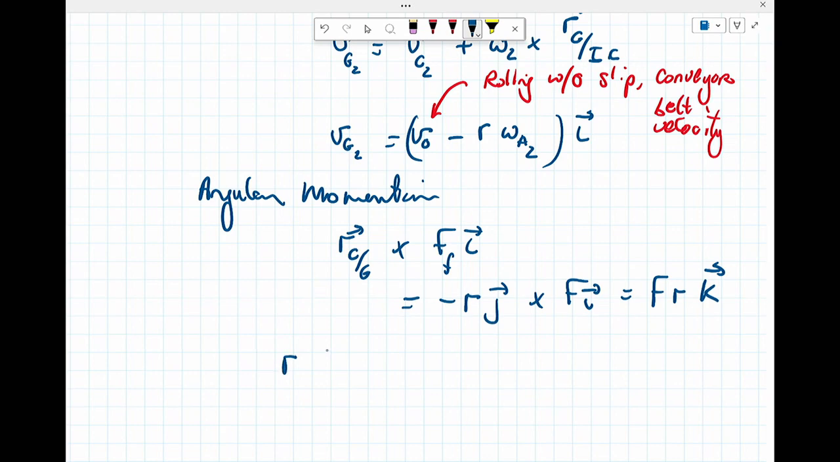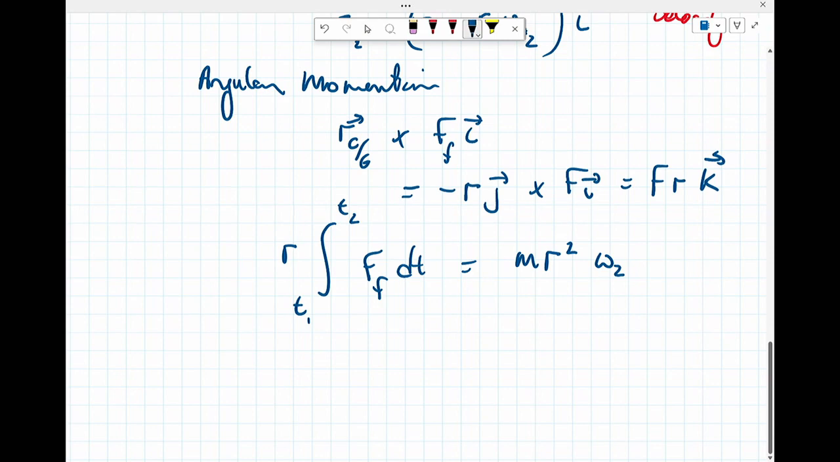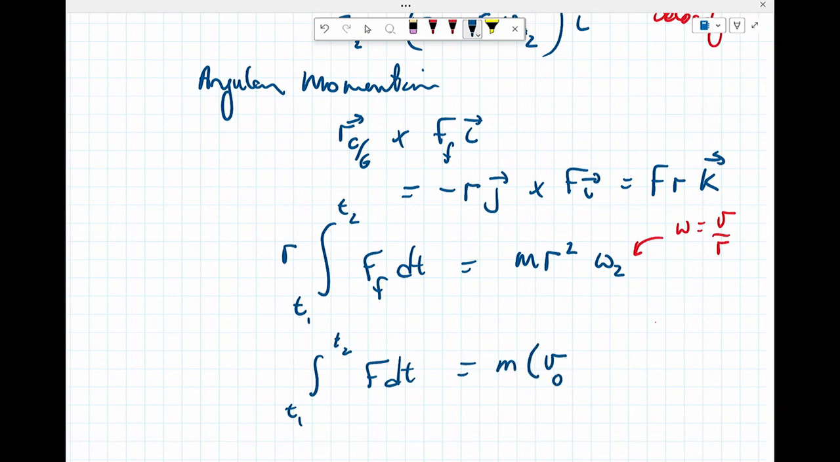So the integral from T1 to T2 of F dt equals MR squared omega 2, because omega 1 is 0. And you know omega equals V divided by R because it's no slip at the second position. And you end up with the integral from T1 to T2 of F dt, which equals 2m times V0 minus R omega 2.